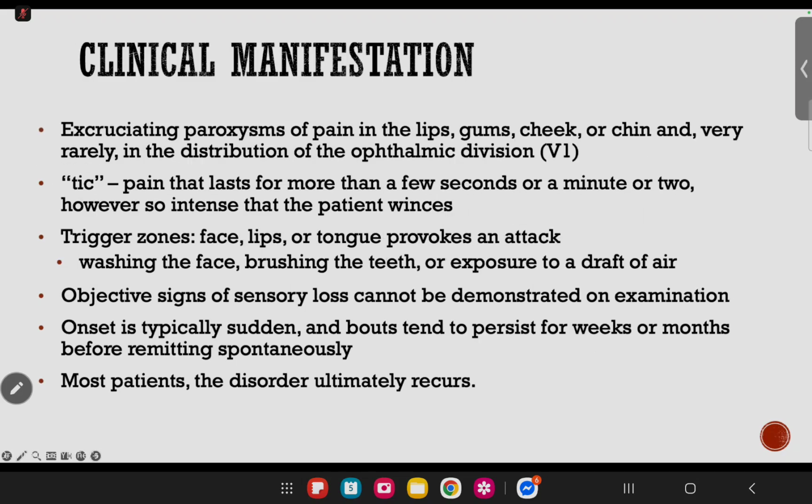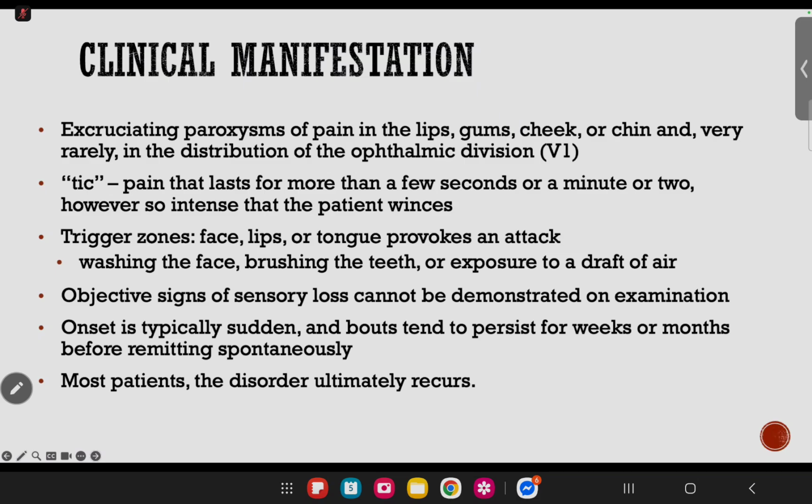So for the clinical manifestation, it is characterized by excruciating paroxysms of pain in the lips, gums, cheek, or chin, and very rarely in the distribution of the ophthalmic division of the fifth nerve. The pain seldom lasts more than a few seconds or a minute or two, but may be so intense that the patient winces, hence the term tic.